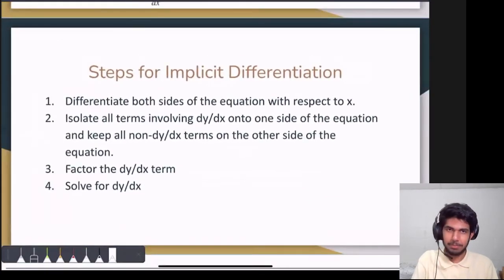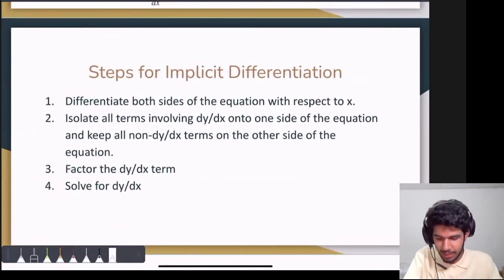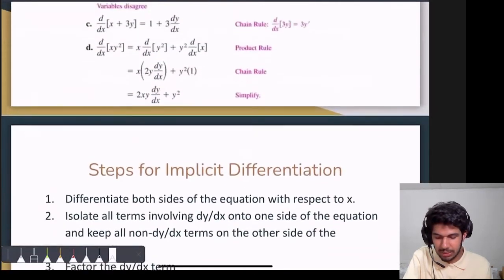So here are some steps for implicit differentiation. Differentiate both sides of the equation with respect to x, then isolate all terms involving dy/dx onto one side of the equation, and keep all non-dy/dx terms on the other side. Then factor the dy/dx term and solve for dy/dx. So what does that mean?